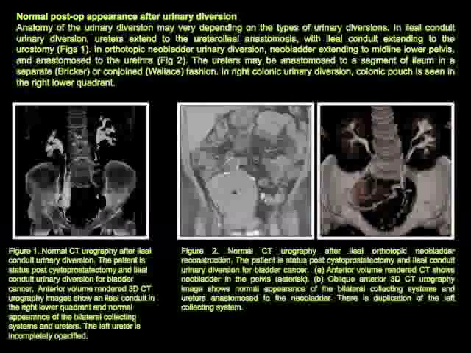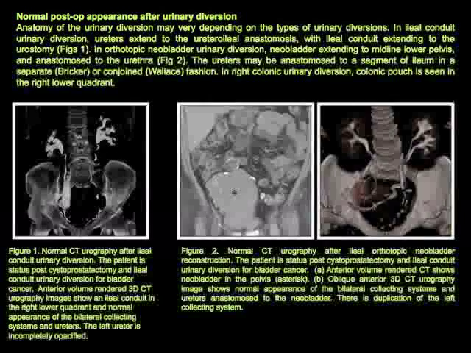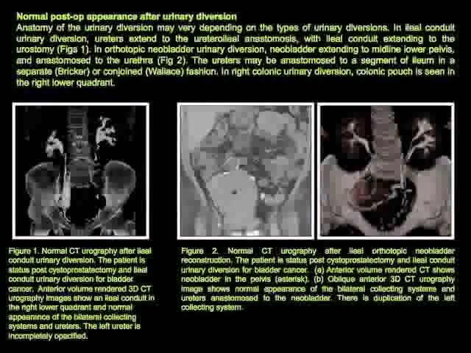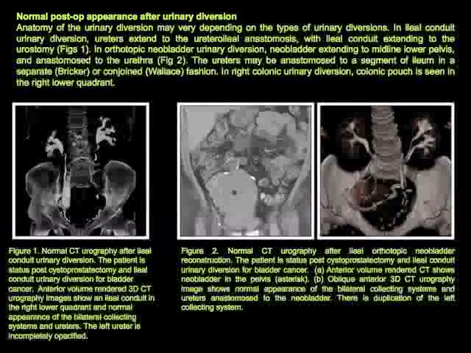on your right, duplicated collecting system. You can see the ureters nicely opacified. You can follow them to the ileal orthotopic neobladder. Case on your left, normal CT urogram after ileal conduit urinary diversion. Again, very nice visualizations. You can see the patient had cystectomies in both cases, multiple pelvic clips, no problem.